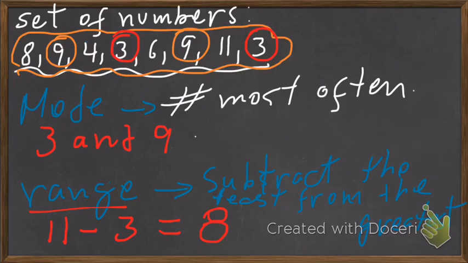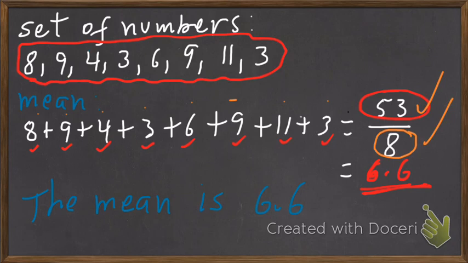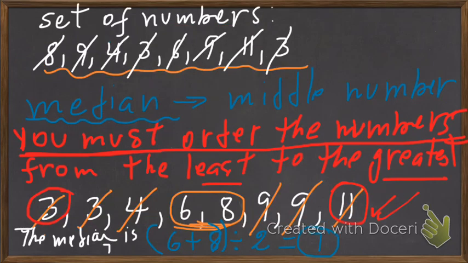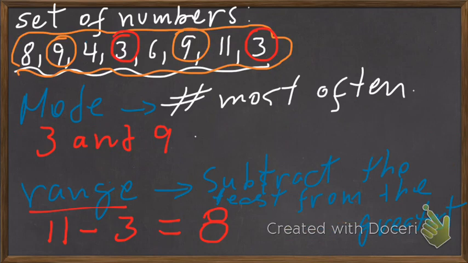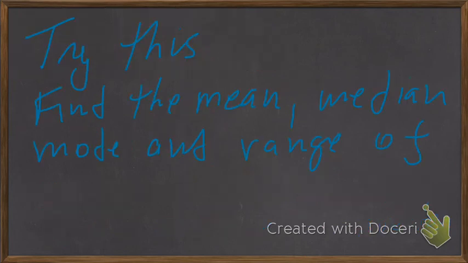So that's how you find these. We found the mean, we found the median, and we found the mode and the range. Very nice. Wasn't too difficult. So we're going to give you a problem to try and have ready for tomorrow's class.